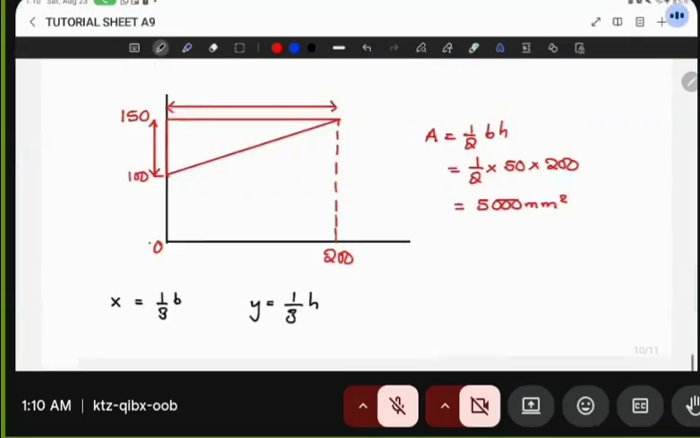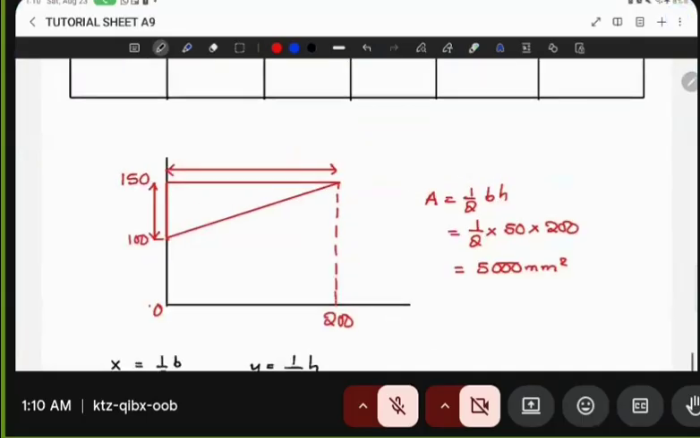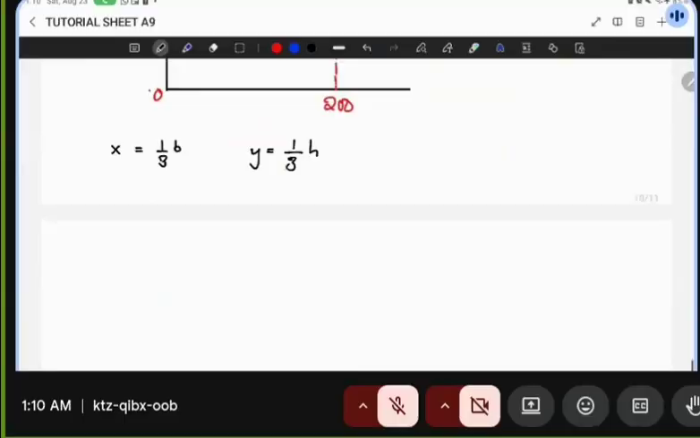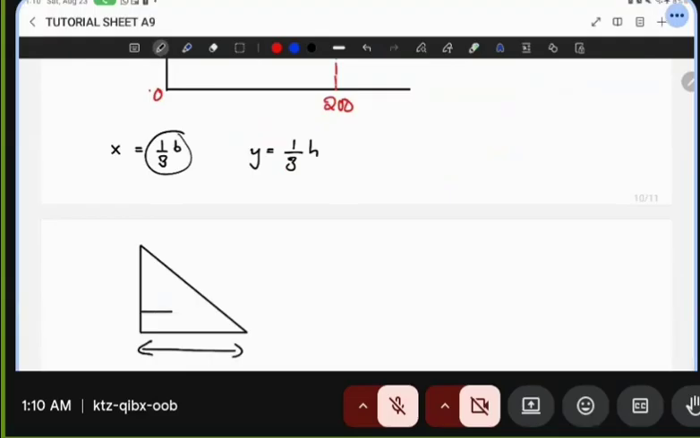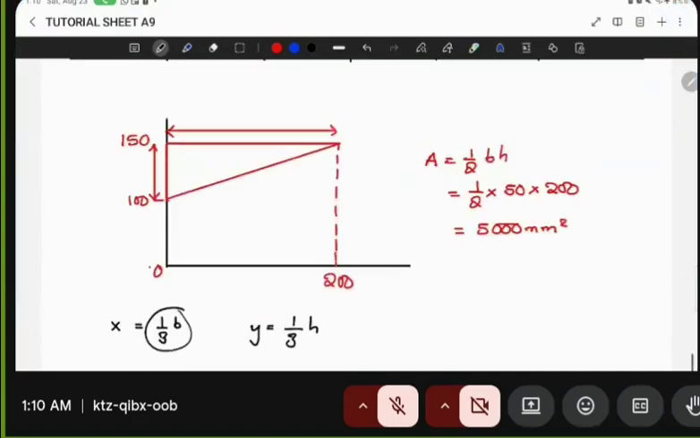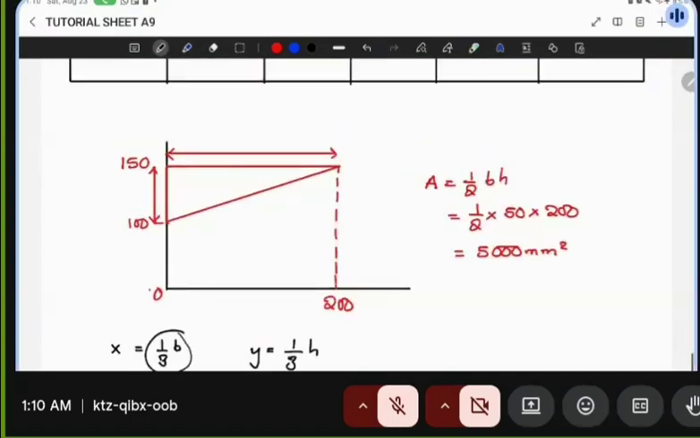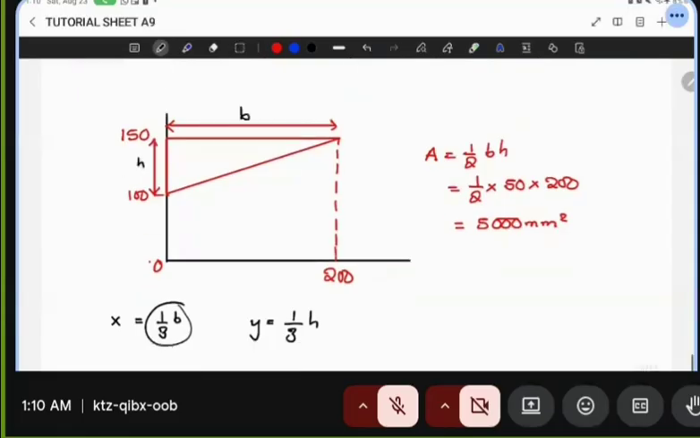So, in other words, if my triangle is like this, b is like this. So when I get 1 over 3 of b, it will be measured from here going this way. When I get 1 over 3h, it will be measured from here going upwards. In the same way, let me take this to be b and this to be h.